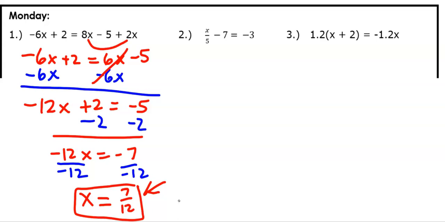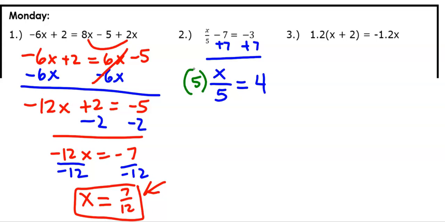Question number 2. I'm going to add my constant on both sides, leaving me with x divided by 5 equals 4. The inverse operation of dividing is multiplying. You can use parentheses, you can use a timesing dot, either one will work, but it will leave me with an answer of x equals 20.